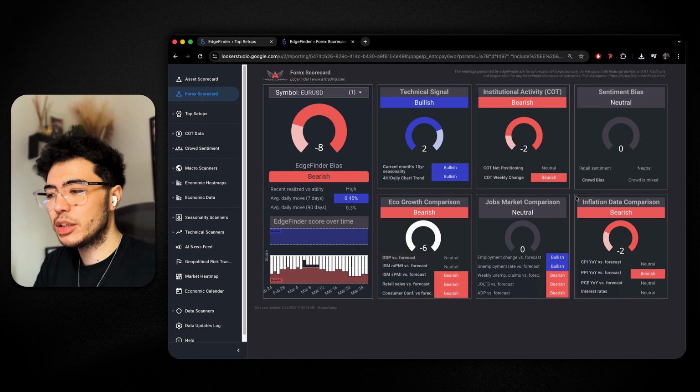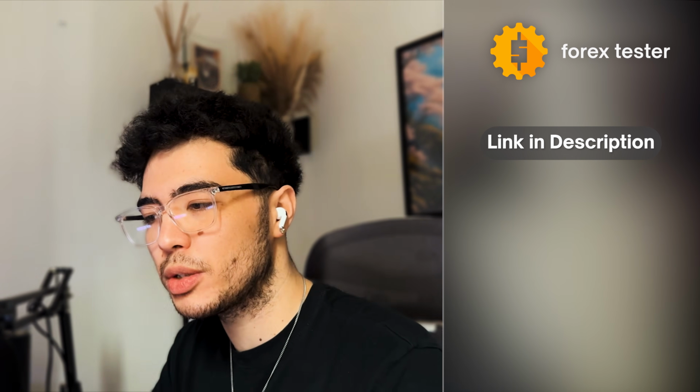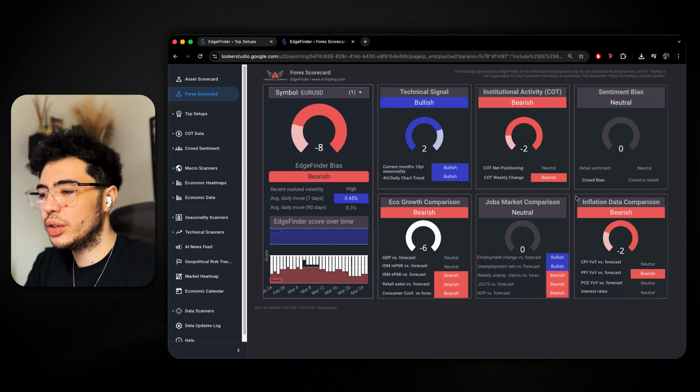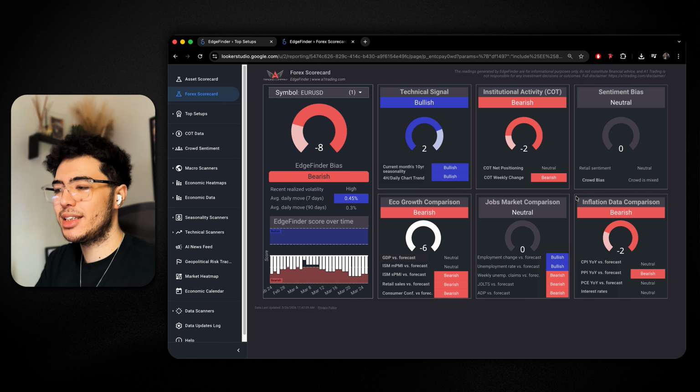Now, this hasn't taken much time, and this is why I always push fundamentals. You don't need to be a genius. You can get the Edge Finder, link in the description, by the way. It gives you everything, so you can see fundamentally, this is a bearish market.